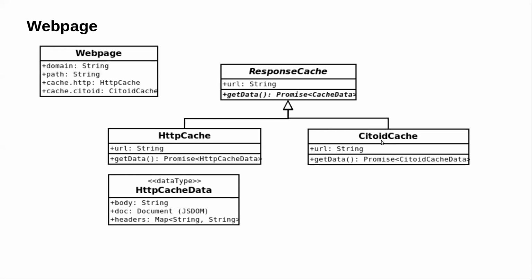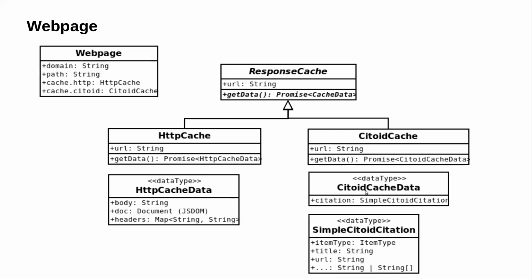And the Cytoid cache also has a URL as a property. It also has a get data operation or method. But in this case, instead of the promise resolving to an HTTP cache data object, it resolves to a Cytoid cache data object, which includes a citation, which is a series of field names and field values, like item type, website, title, authors, list of authors.